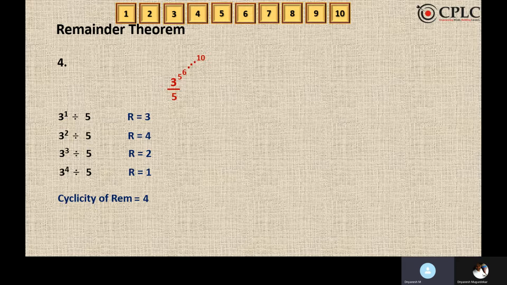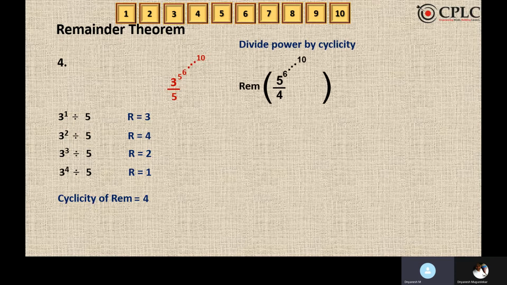So divide the power by 4, and hence, if you remember, this question now gets converted to a different question of the remainder theorem altogether. Now the question is 5 raised to 6 raised to 7 raised to 8 raised to 9 raised to 10, the whole thing divided by 4, the cyclicity of the last digit. To simplify this, again, let the big power be m. Then the question is 5 raised to m divided by 4. Since 5 is bigger than 4, you get the remainder 1.